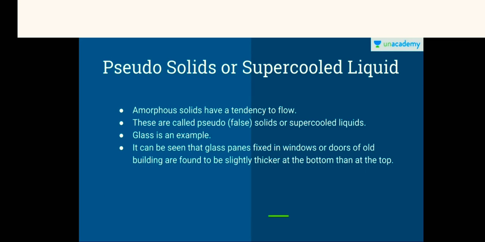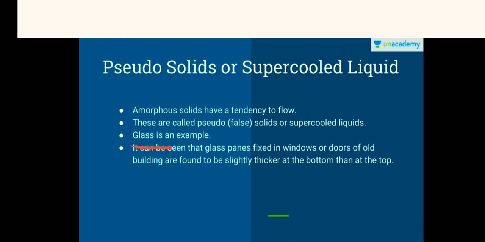Then what do we understand by pseudo-solids or supercooled liquids? Amorphous solids are known as pseudo-solids. Pseudo means false, right? So what we are saying over here is that they are false solids. They are generally formed by supercooling liquids, and glass is a very good example of this.